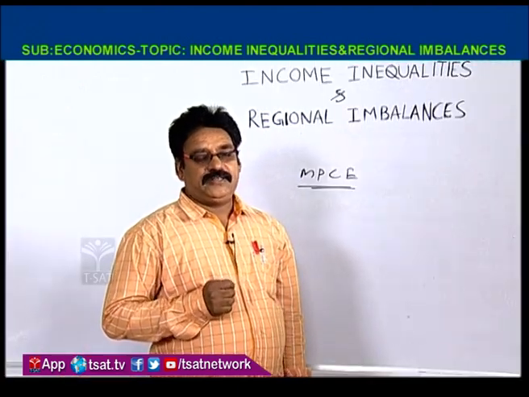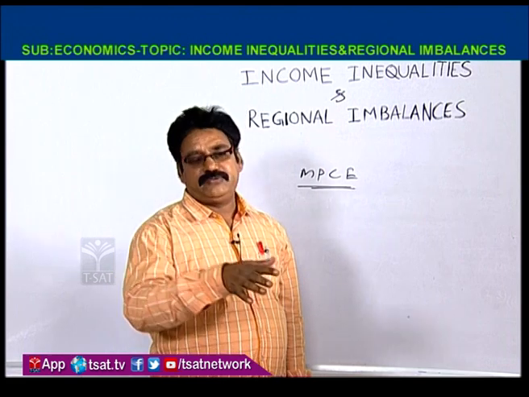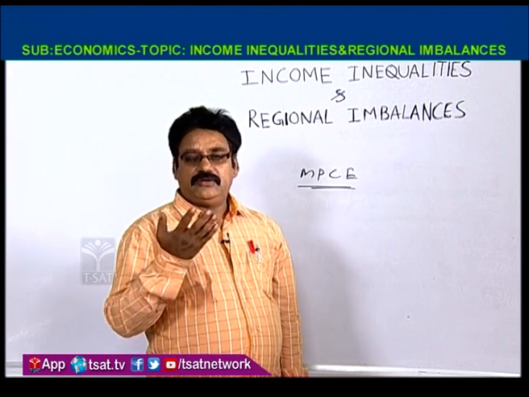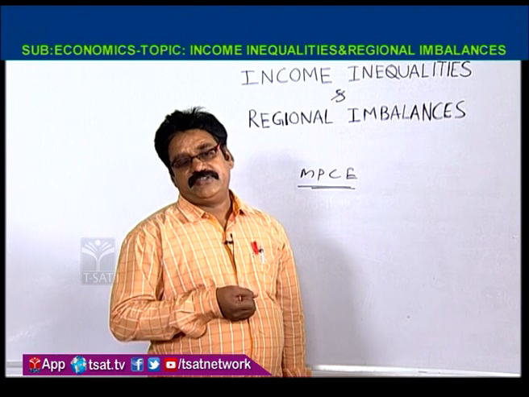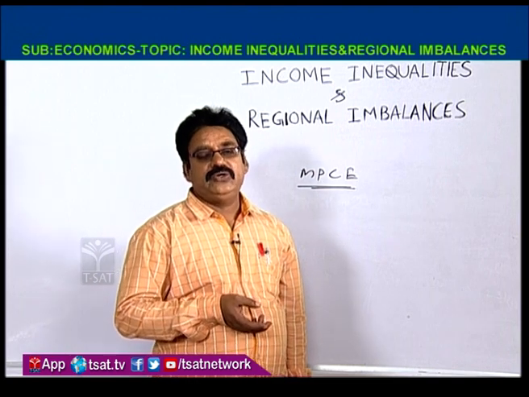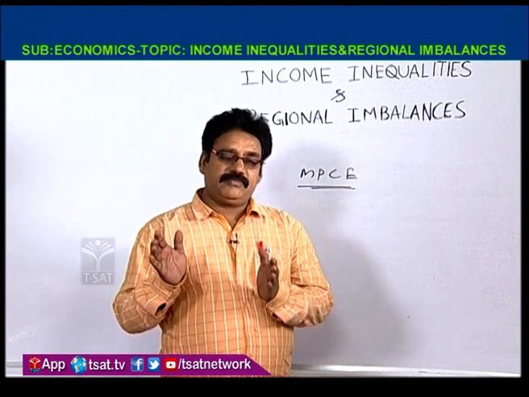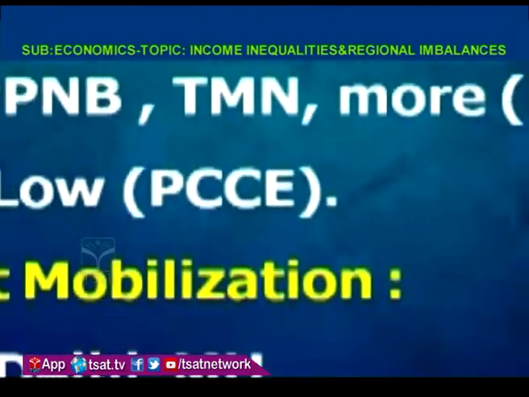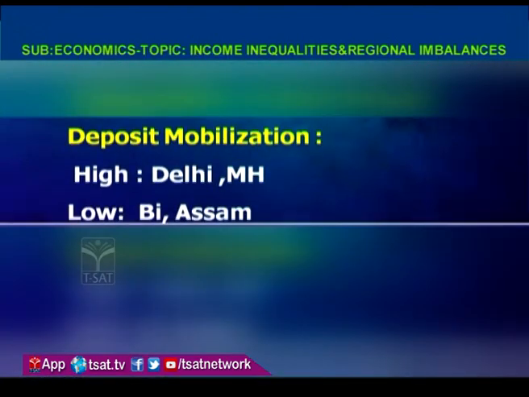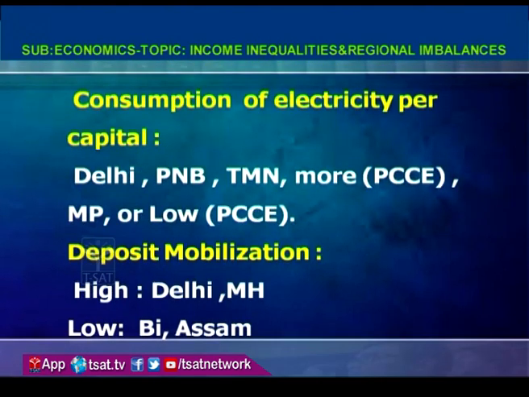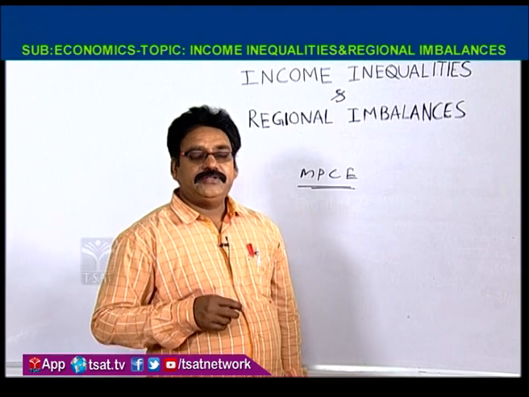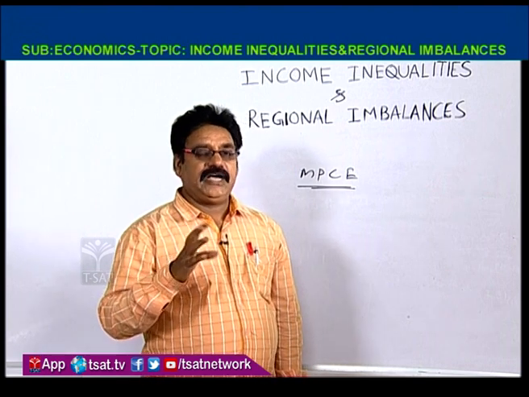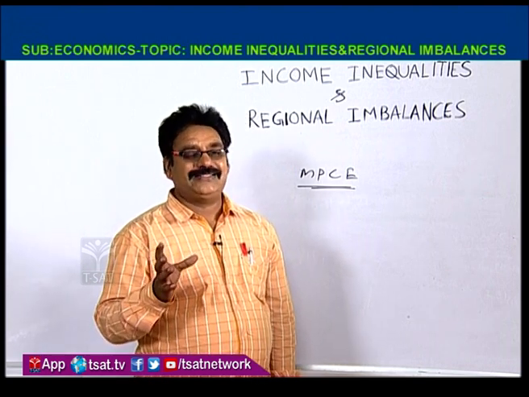In deposit mobilization, the developed states deposit more in the banks, and less developed states have fewer deposits. With the help of deposits, we can also say some regions are developed. If we observe deposit mobilization, Delhi and Maharashtra are very high. In the low category, Bihar and Assam show low deposit mobilization. And these are the indicators of regional imbalances.